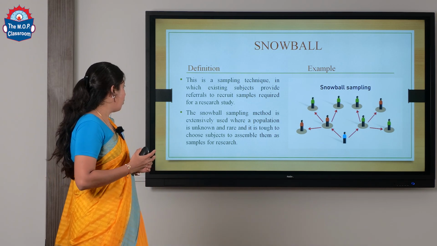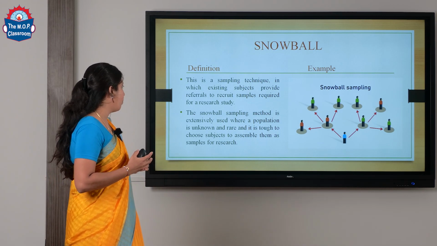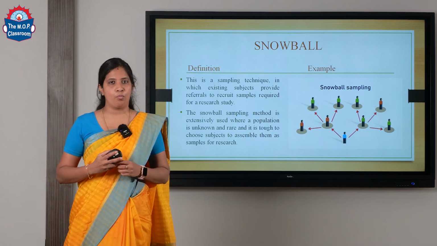Okay. So the snowball sampling method is extensively used where the population is unknown. So this is the snowball method.